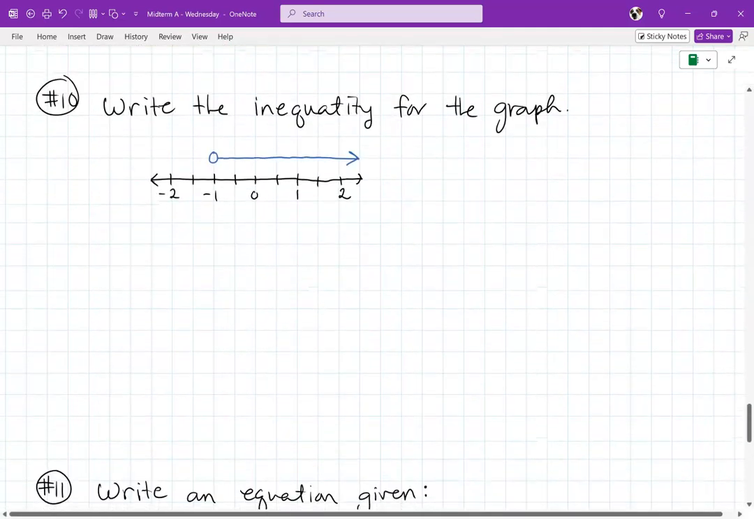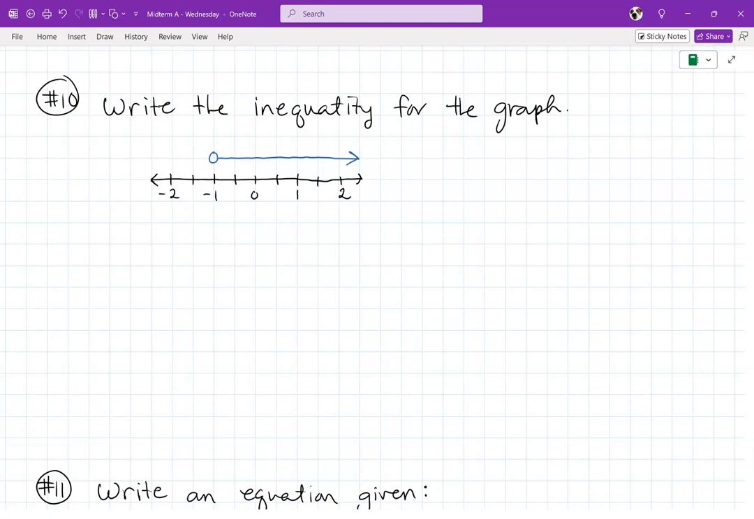Number 10. Then we go to 11. Then we're done. So this one says write the inequality for the graph. Okay. So you can tell that the answer is negative 1 because that's where the dot is labeled, right? So I can see negative 1.